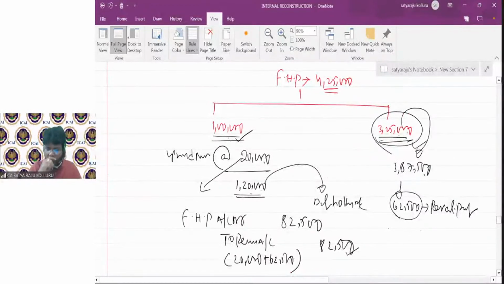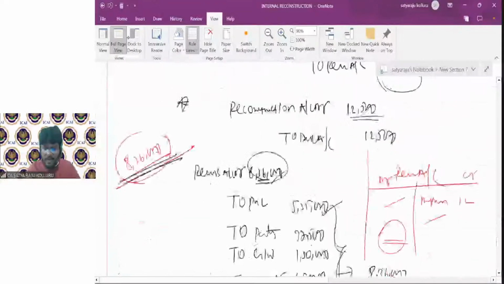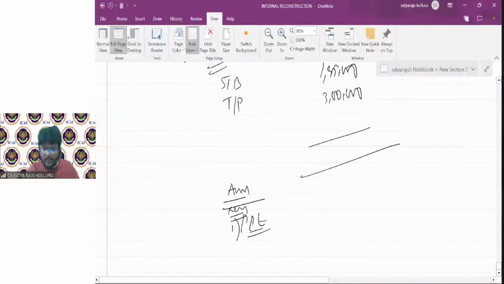Sir, out of 4,25,000, we go for an upward revaluation of 82,500. Do you agree? We go for an upward revaluation of 82,500 combined. But out of which 1,20,000 we set off with the debenture holders. That's why we only have 3,87,500 after completion of the upward revaluation of the balance freehold property. So please all of you consider that part only. That is 3,87,500 only. Do you agree? 3,87,500 PPE, that is for freehold property.